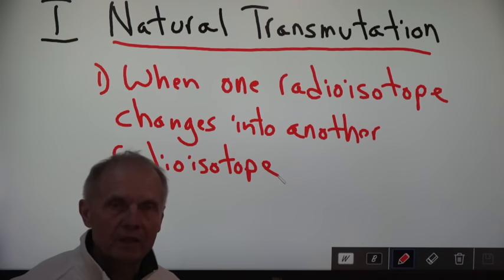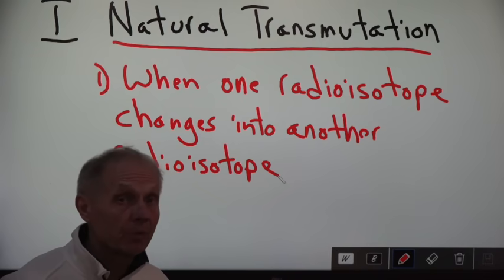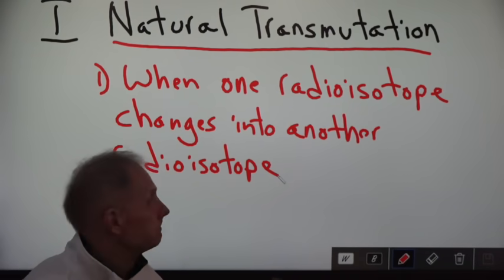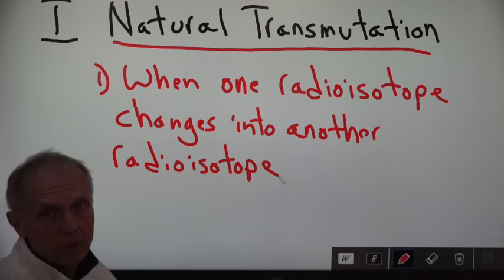And that's the whole deal about transmutation and radioactivity. It's all about protons. What happens? They change. And if the proton number changes, the element changes. Okay, so when one radioisotope changes into another radioisotope, that's the first thing.